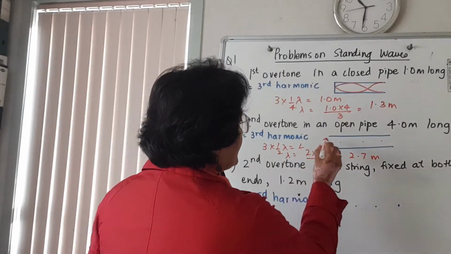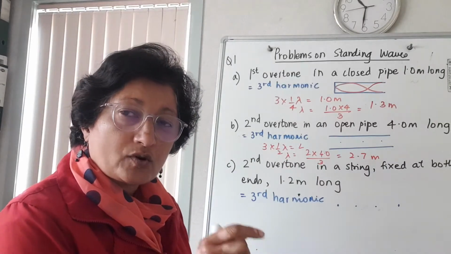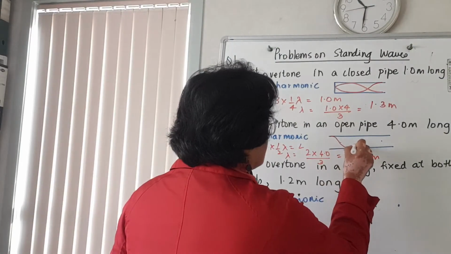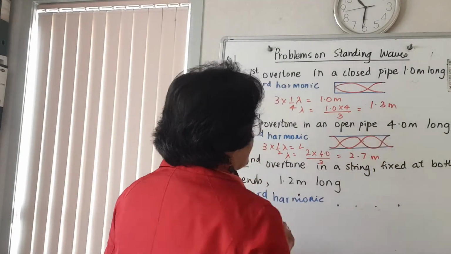What does it look like? Your 3 half wavelengths in an open pipe is drawn as 2 halves and 2 quarters. So that's a quarter, a half, another half, a quarter. That's what it looks like.